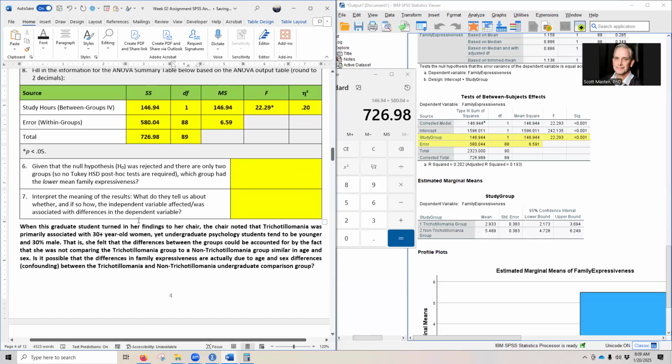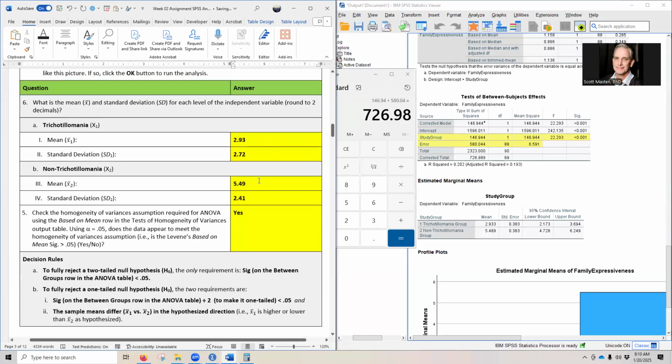Scooting along, given the null hypothesis was rejected, and there are only 2 groups, so no Tukey post hoc test is required. Which group had the lower mean family expressiveness? We already established this, that the trick group had lower family expressiveness than the non-trick group. How do we know that? It was statistically significant. We already established that by looking at the two means to see trick is lower than non-trick.